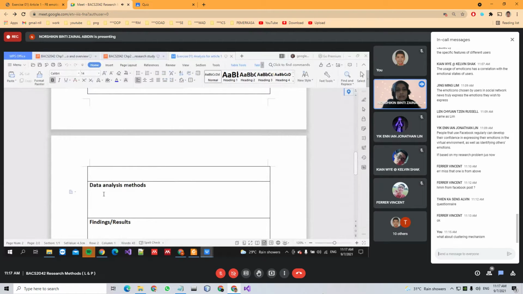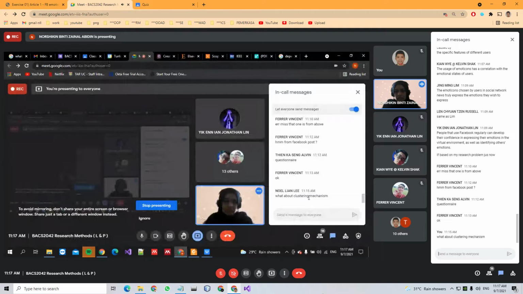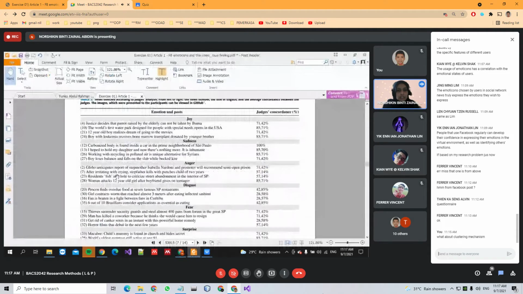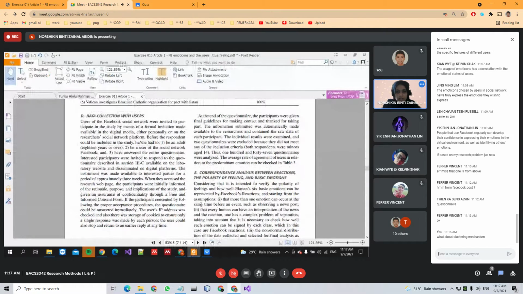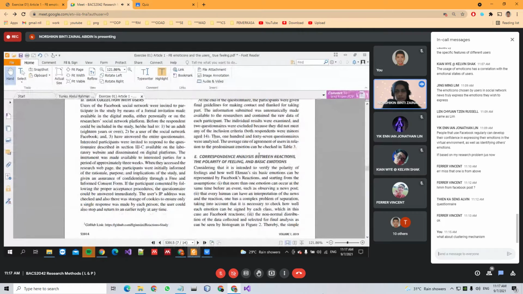And then data analysis method. To answer this one, clustering mechanism, I think for this research, they are using this method here. Between analysis, between reaction and productive.